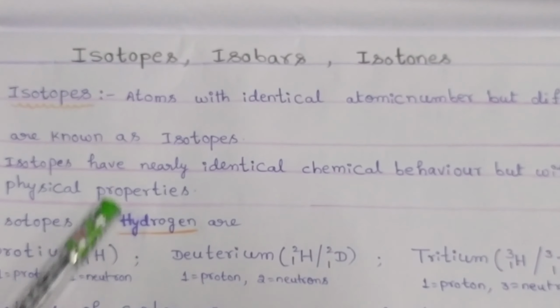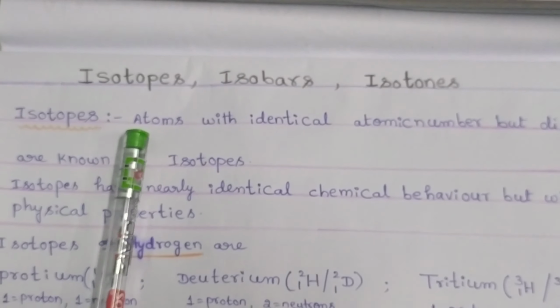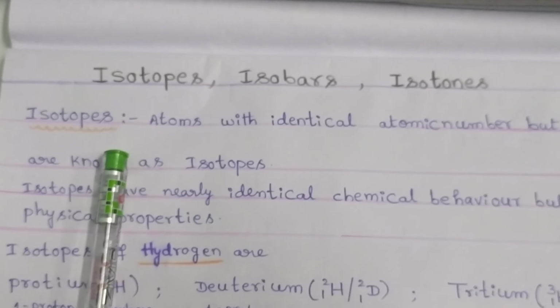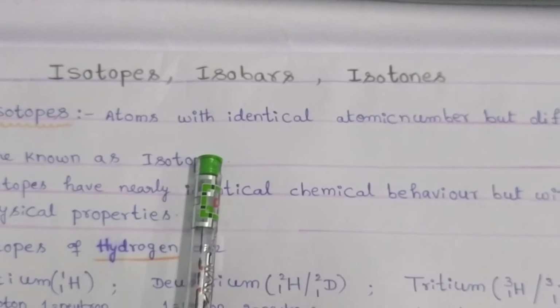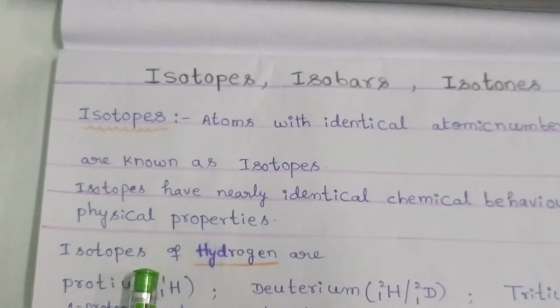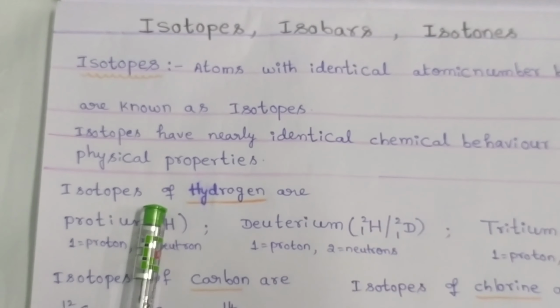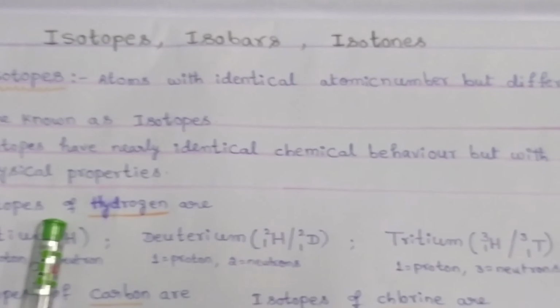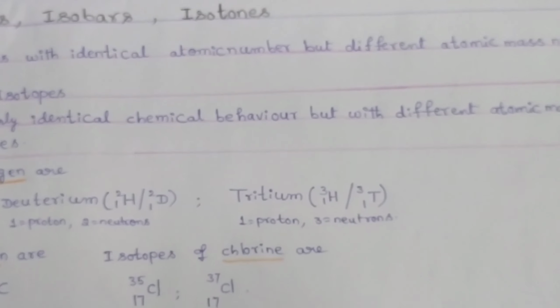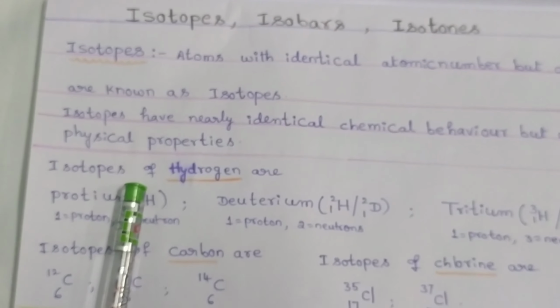Now we discuss the concept of isotopes, isobars and isotones. Isotopes. What is meant by isotopes? Atoms with identical atomic number but different atomic mass numbers are known as isotopes. Isotopes have nearly identical chemical behavior but different atomic masses and different physical properties.